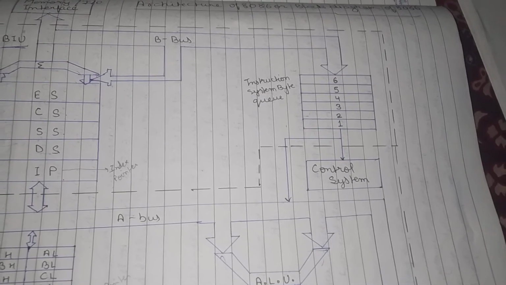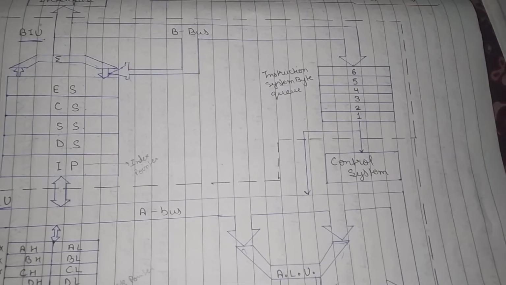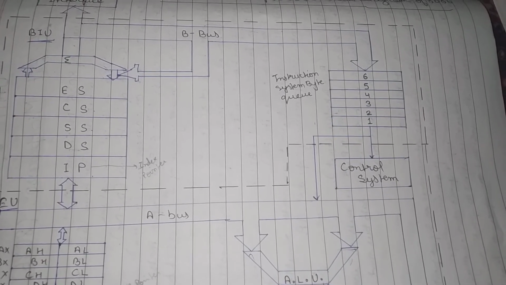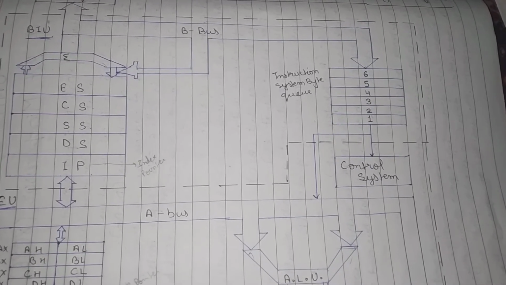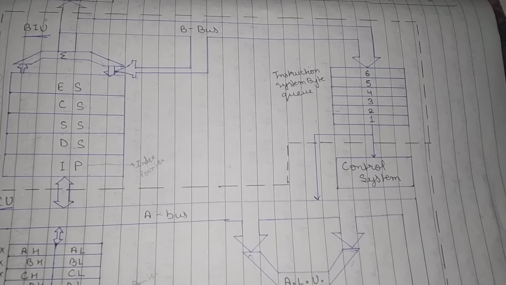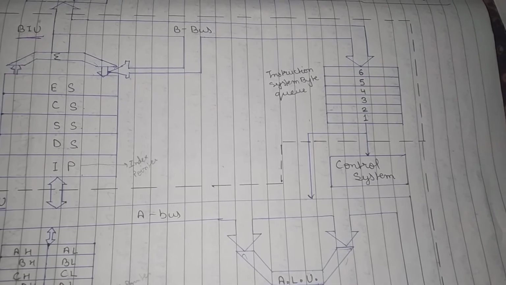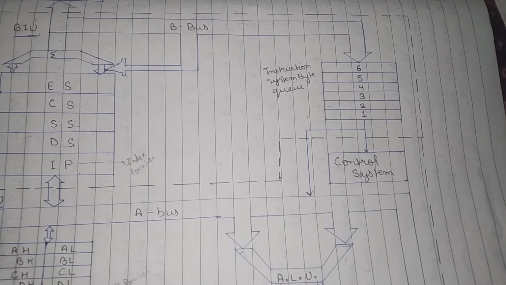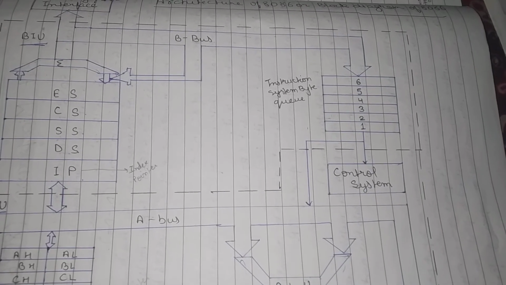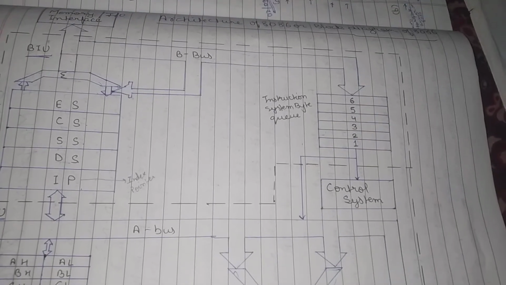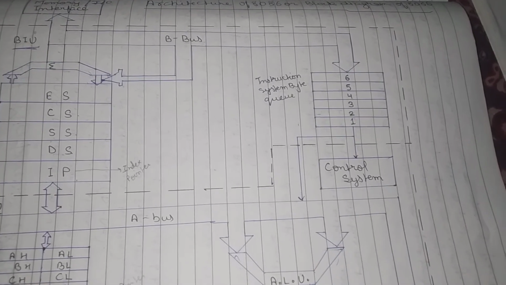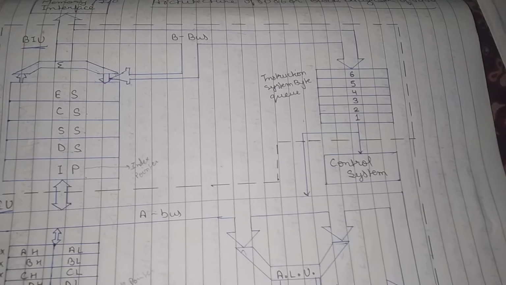What is pipelining? Pipelining is a process where fetching of the instruction and execution of the instruction can take place simultaneously. When one instruction is being executed, the opcode of the next instruction to be executed is being fetched by the bus interface unit. So it means the 8086 architecture supports pipelined architecture.